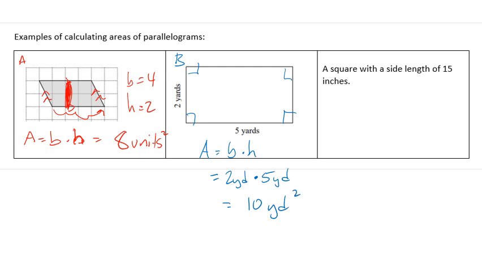And then the last figure is our last example. A square with sides 15 inches. Well, we know a square has all sides the same length. So area will be 15 inches times 15 inches. That gives us 225 square inches, or inches squared.